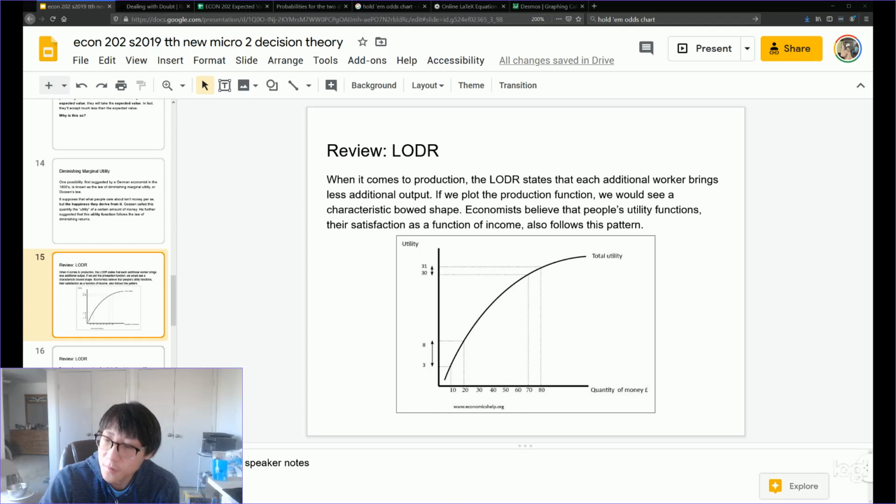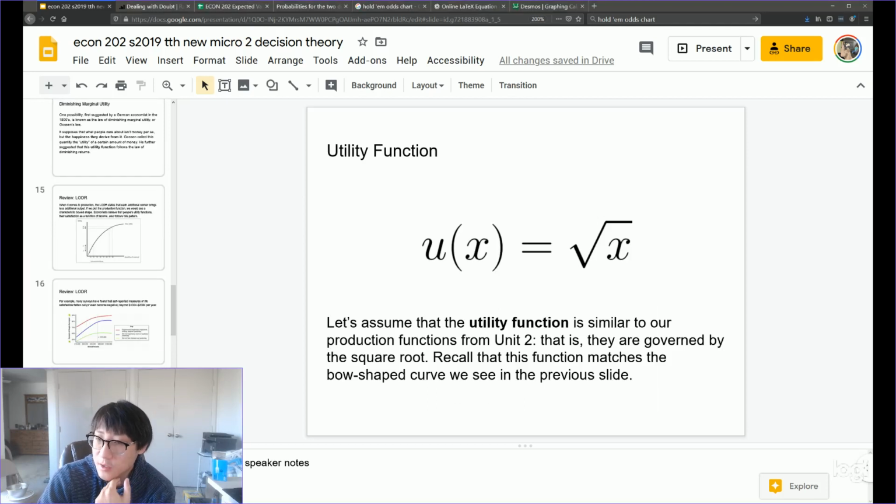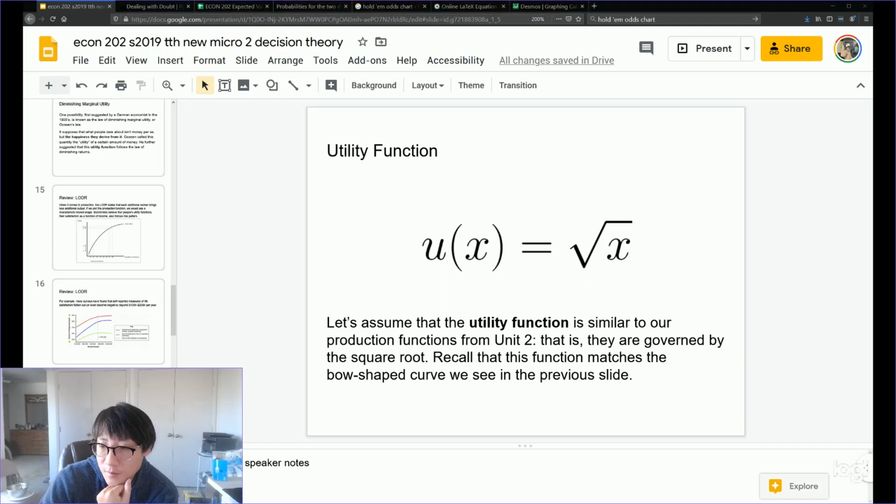Okay, so how do we use the concept of utility or utility functions? How does that change the calculations that we were doing before? Well, what I'm going to do is assume that the utility function is equal to this formula that I have right here. You'll see that this utility function is quite similar to the utility function that we had in Unit 2 when we were studying firms.